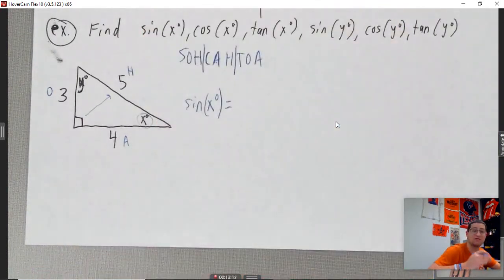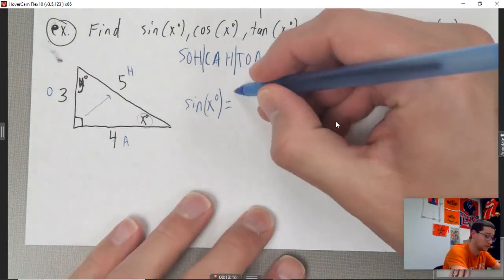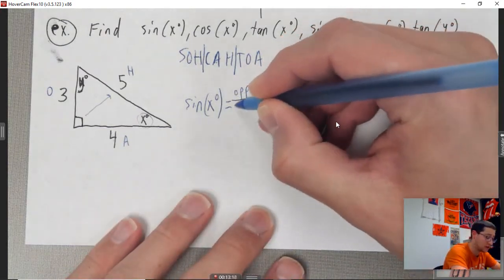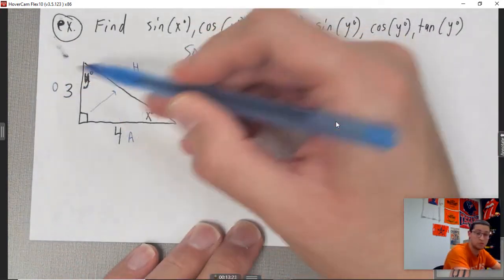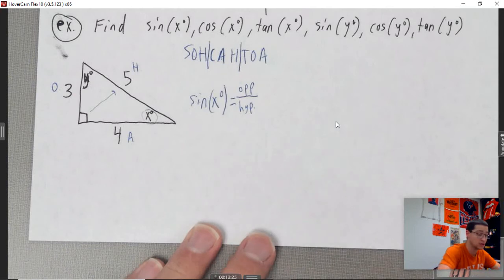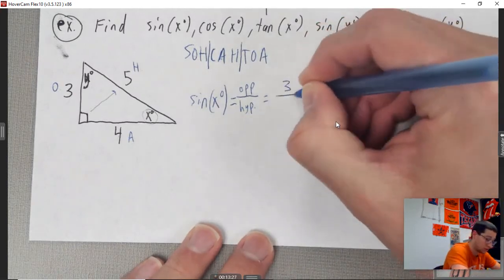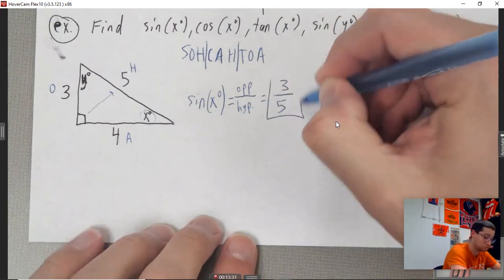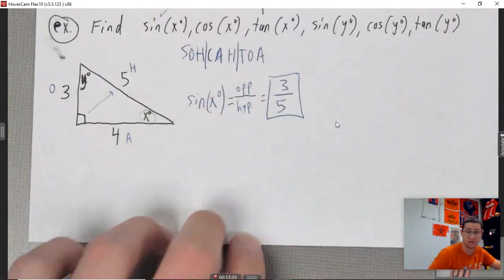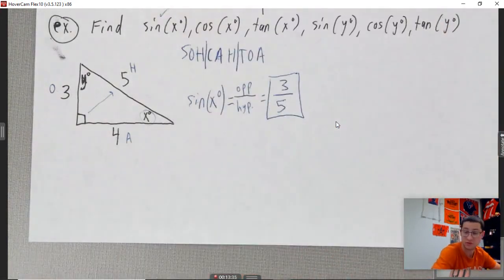Okay, so I now have those three letters labeled, to where now, if I just understand that sine of x is equal to the opposite over the hypotenuse, O over H, so it's equal to 3 over 5. That's my trig ratio. That's what sine of x is equal to. Sine of x is equal to 3 over 5.